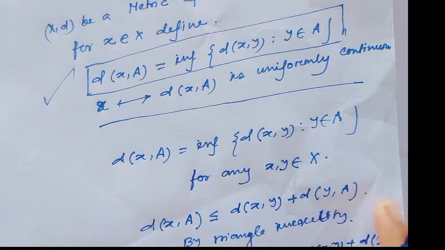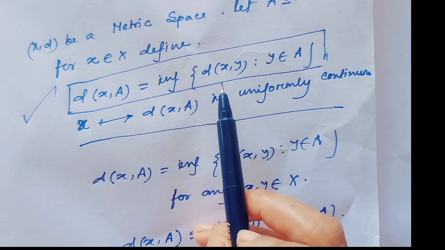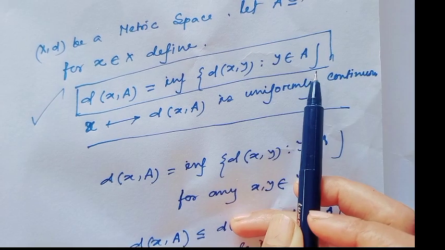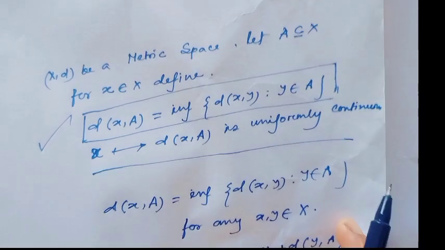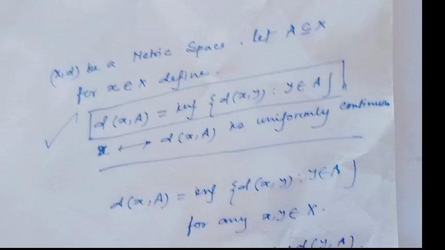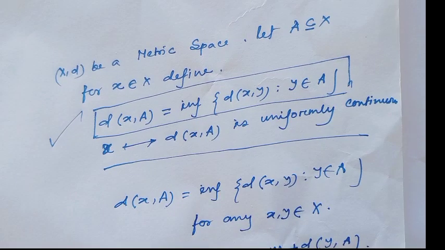So this type of function is uniformly continuous, and uniform continuity always implies continuity. So x maps to d(x,A), where d(x,A) equals the infimum of the distance d(x,y) such that y belongs to capital A. Obviously this type of mapping is a uniformly continuous function. I hope all my viewers have understood this type of mapping.